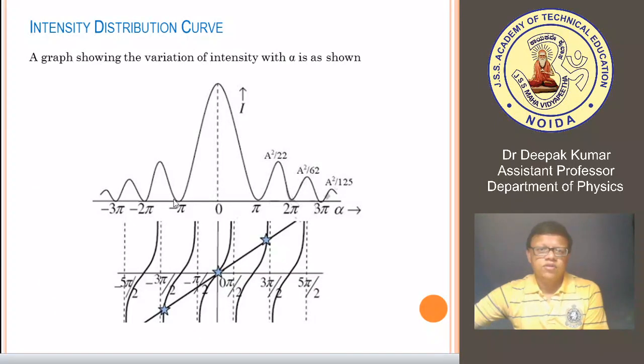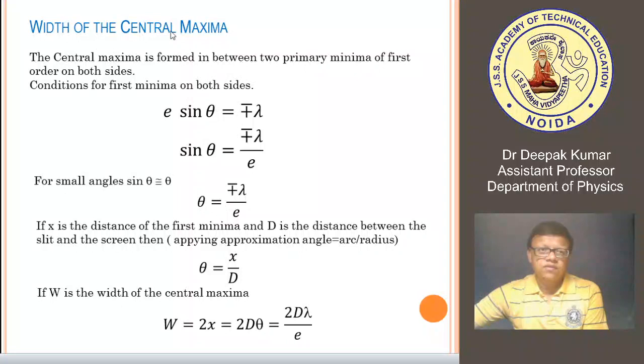Now from this particular expression I can easily show that the central maxima is formed in between the first minima on the left side and the first minima on the right side. So the width of the central maxima can be obtained by finding the angle at which the primary minima of the first order is formed. So the central maxima is formed in between two primary minima of first order on both sides.